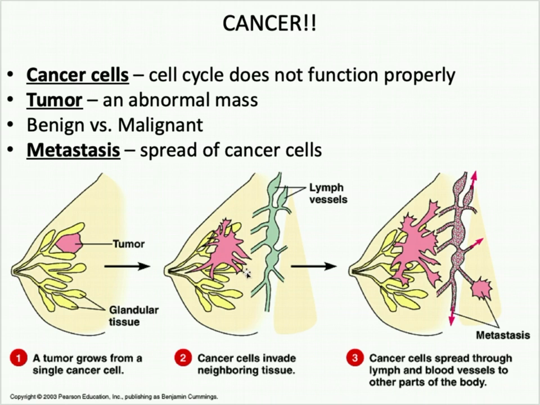So this is one way tumor cells can spread or metastasize, or they can go into our blood vessels, our bloodstream. A part of the tumor can break away and metastasize. So breast cancer can metastasize into the liver. We've heard of those stories before.